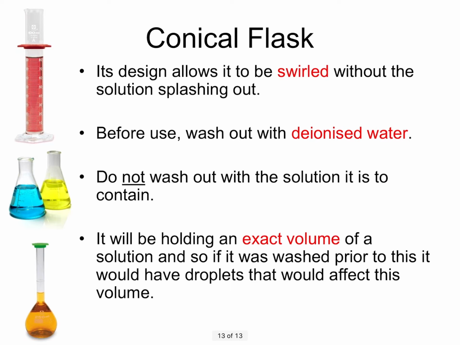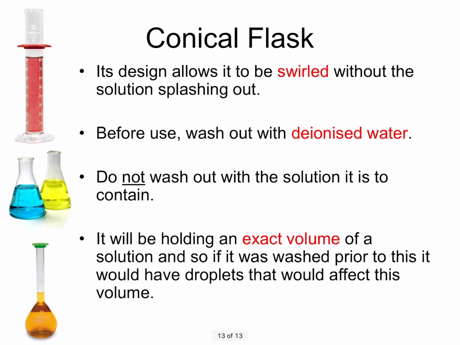Now, why do you rinse it out with deionized water? To clean it. If you rinsed that out with base, then you would have a few drops of base remaining in the conical flask, okay? What would that then do? Well, when you go then to add 25 cubic centimeters of base from the pipette, you've already got base in the conical flask. Do you know the volume of base in the conical flask starting off?